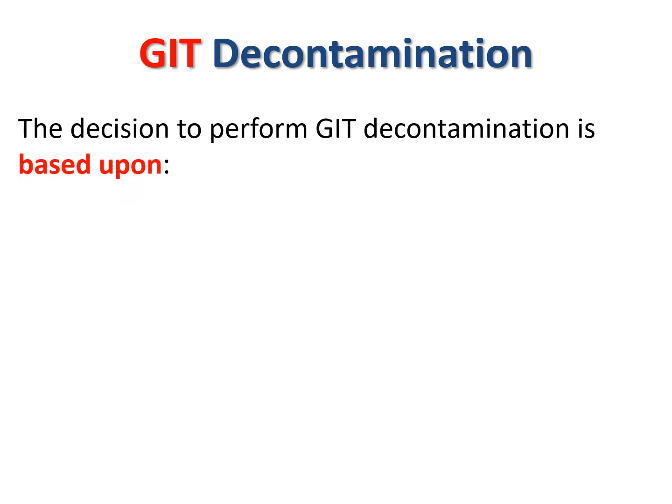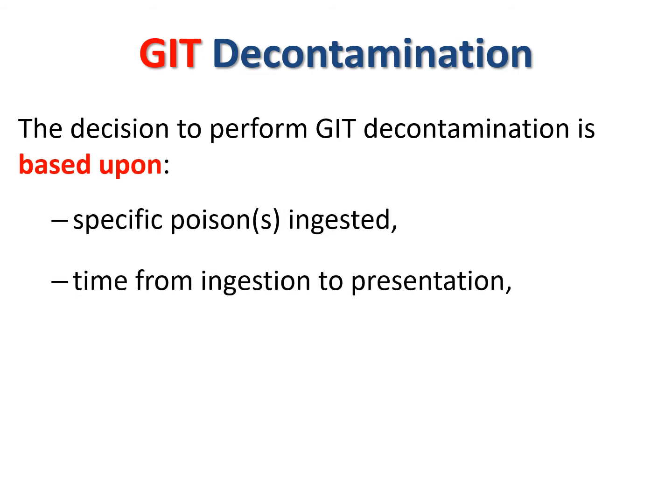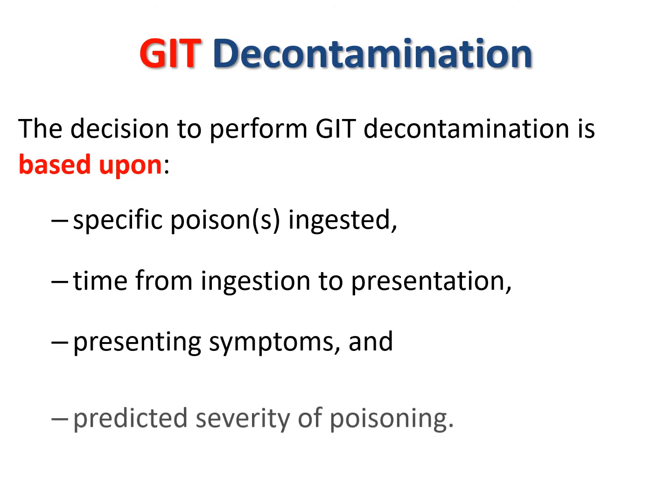There are some points you have to think about when you decide to perform GIT decontamination. These points are based on the ingested poison itself, delay time, which means the time passed since the ingestion of poison till presentation to the hospital, the presenting symptoms, and the predicted severity of poisoning.